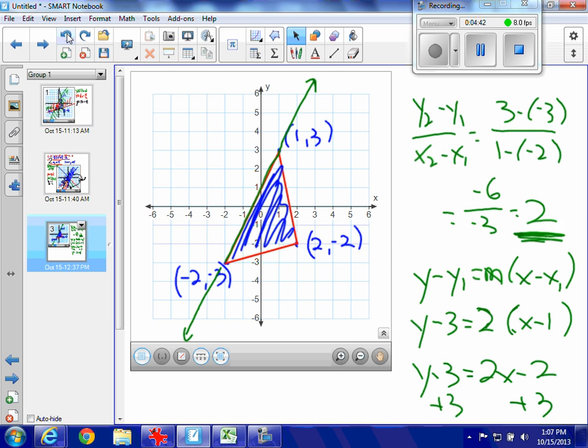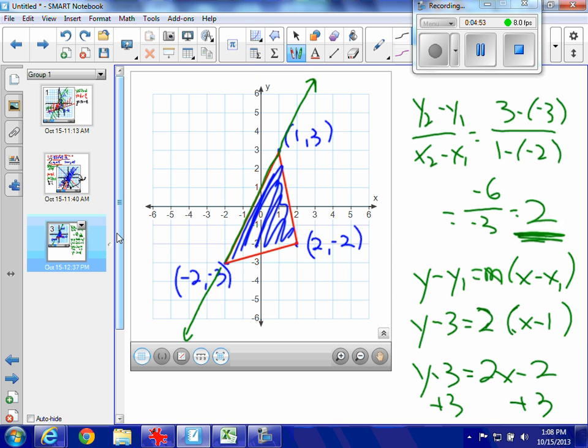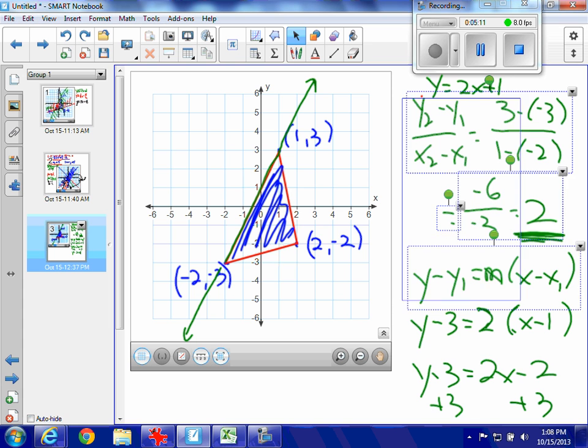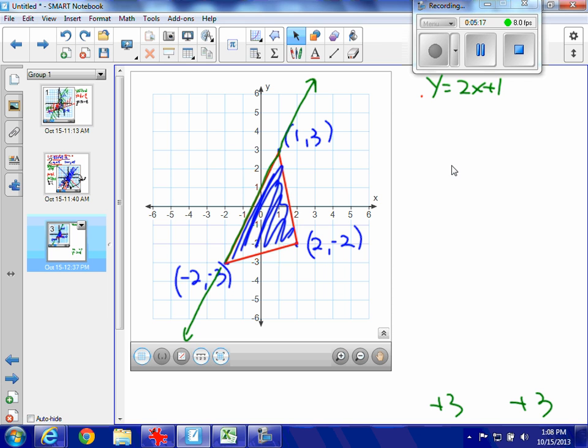Let's write that one up here at the top. Y equals 2x plus 1. In fact, I should probably write it in green. That is my green boundary line, y equals 2x plus 1. Okay. So now, let's find this red boundary line.